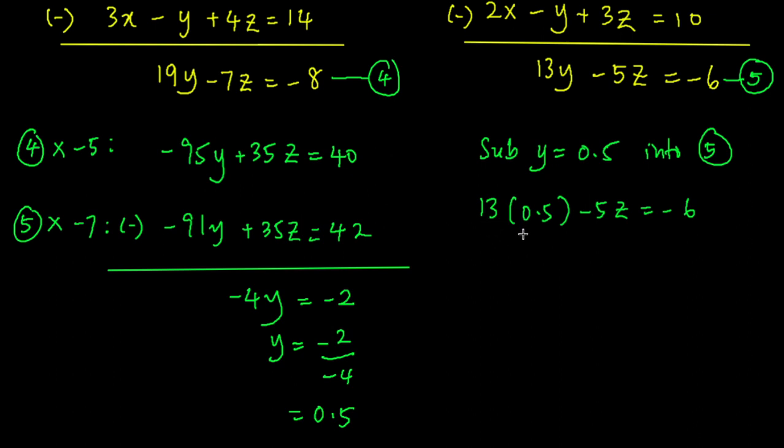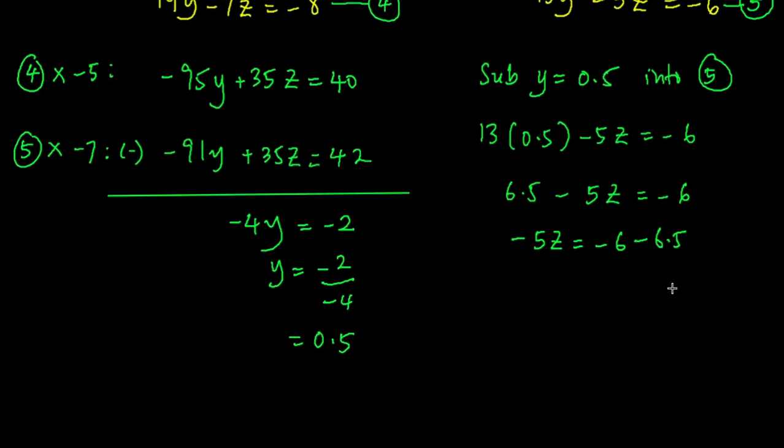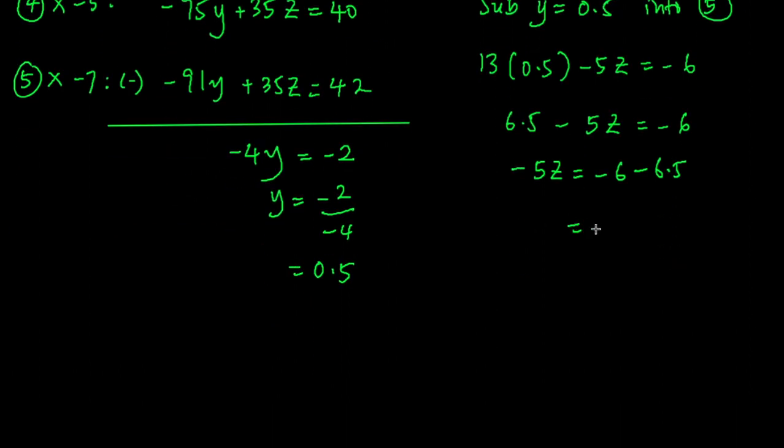13 times 0.5, half of 13 is 6.5 minus 5z equals negative 6, right? And from there, we solve it. Negative 5z equals negative 6. This one we bring over negative 6.5. That is negative 12.5, right? Then we divide by negative 5 to get our z.